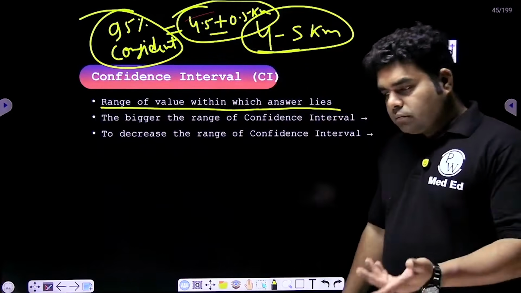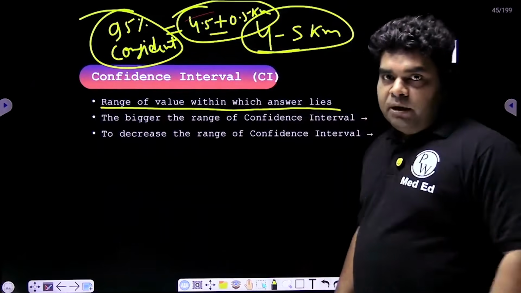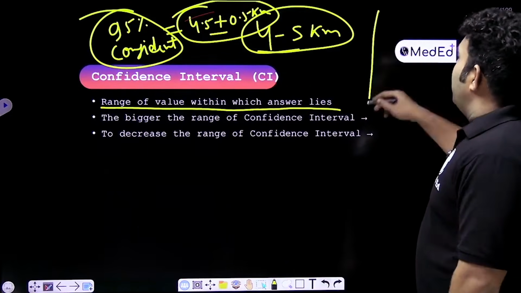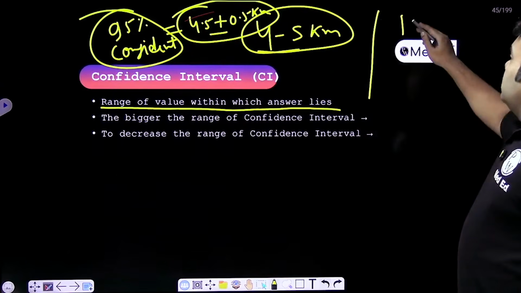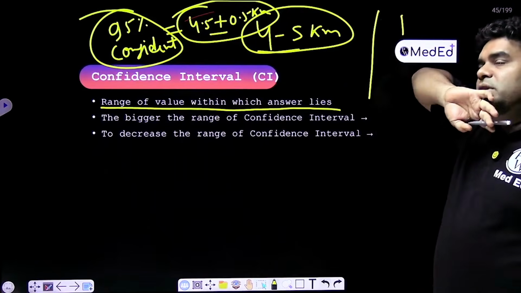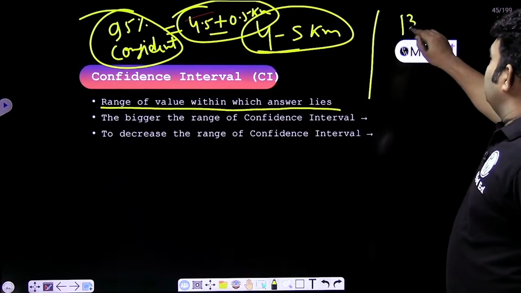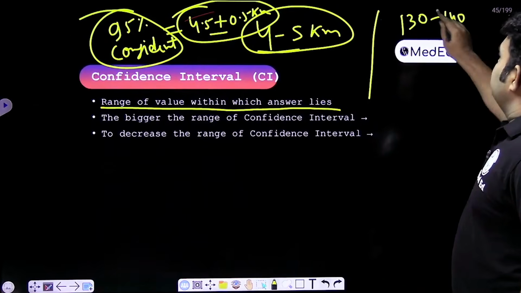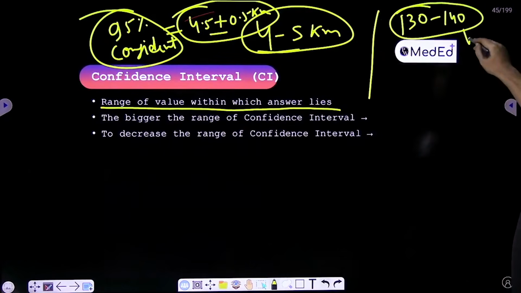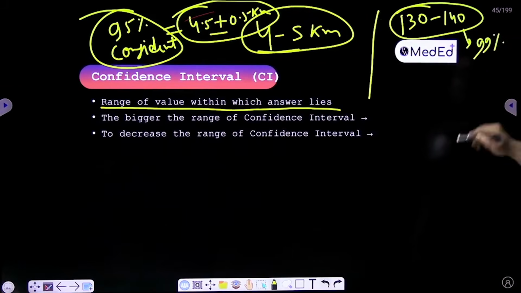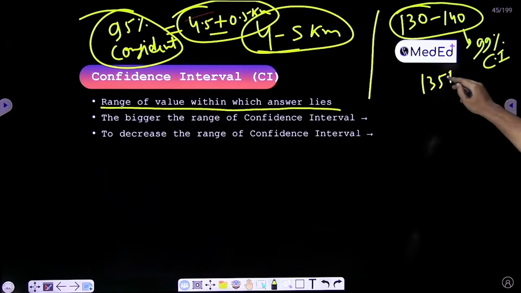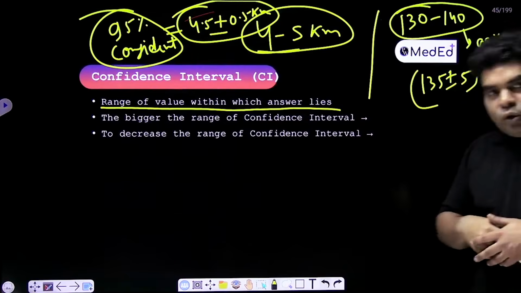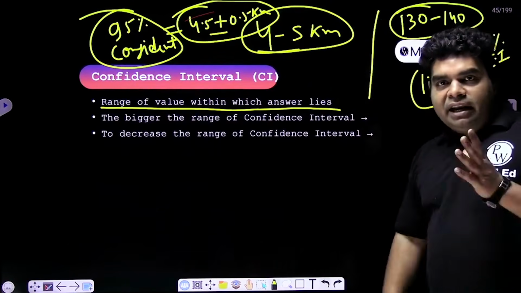If I ask how much marks you will get in exam, and you say, sir, out of 200, I will get 130 to 140 marks. And how sure are you, I asked. You said, sir, I'm 99% sure. So your 99% confidence interval is 135 plus minus 5 marks. Somewhere between this, your marks will come in the exam. Okay. So this is confidence interval, the range within which the answer lies.